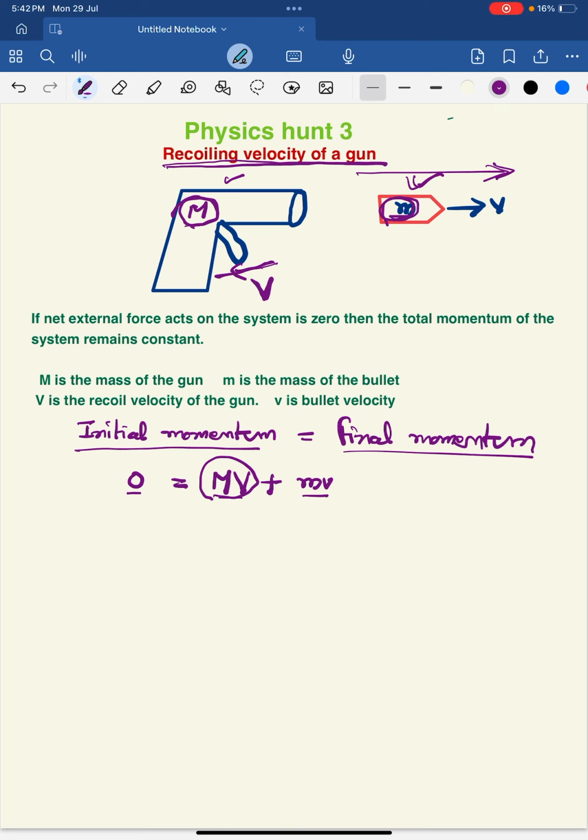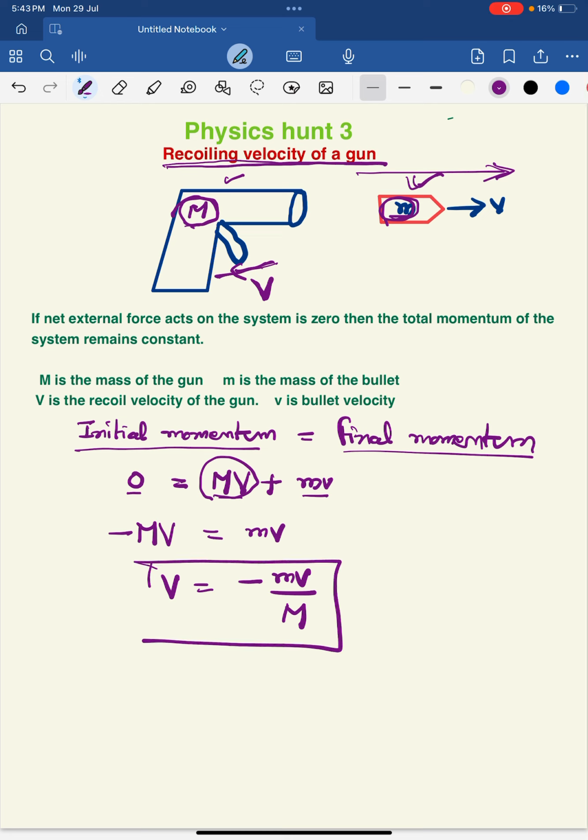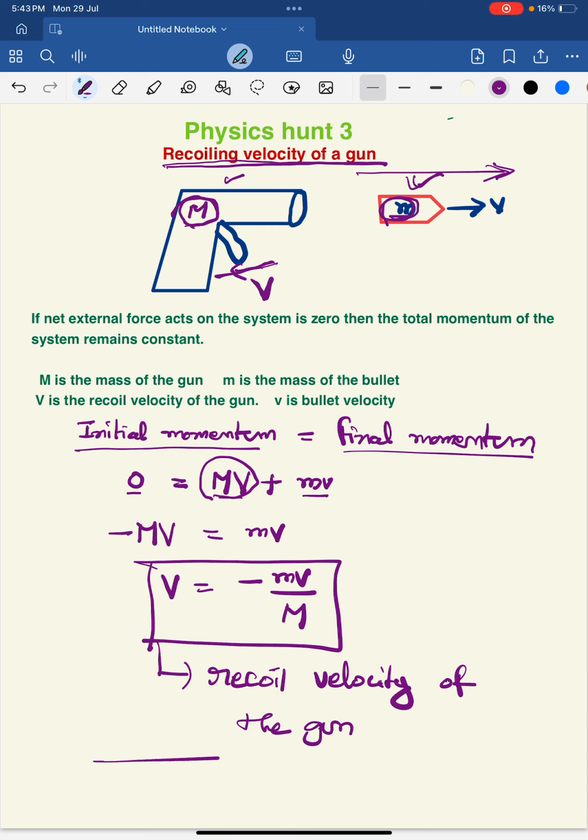From this, bring capital MV to the left side, then plus becomes minus. So minus capital MV is equal to small mv. From this, V is equal to minus small mv by capital M. This velocity is called the recoil velocity of the gun. I hope you understand.